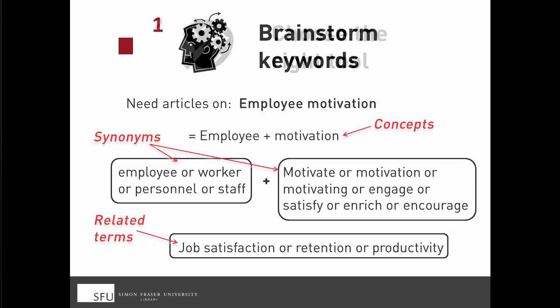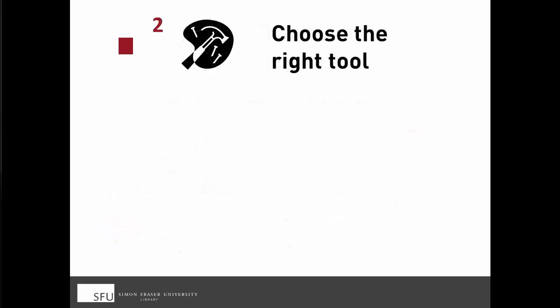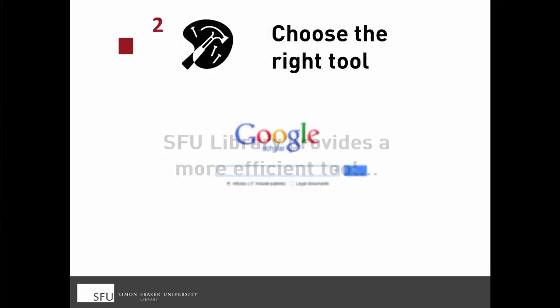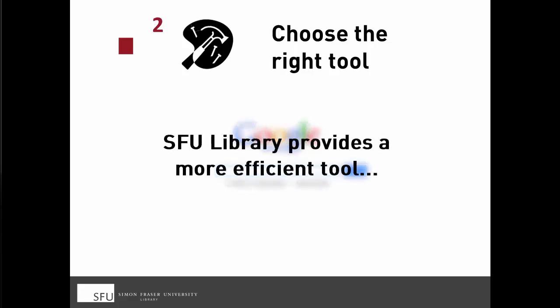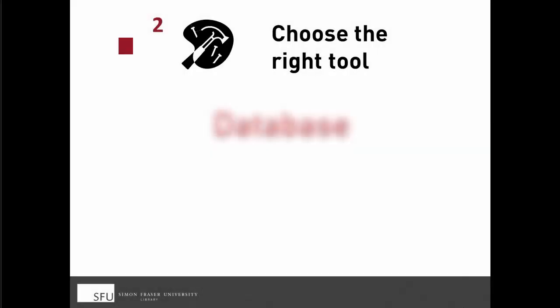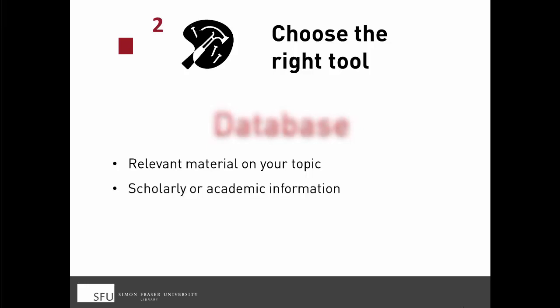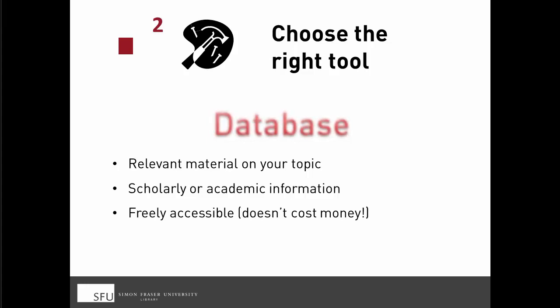And now we're at step 2. Choosing the right tool. As convenient as Google can be, it isn't always the most efficient place to start searching, and the information you want can cost money. Instead, the ideal search tool fits these criteria. It has lots of relevant material on your topic, it covers resources in the right format, for example, journal articles, and it has resources that are actually accessible without paying additional fees.